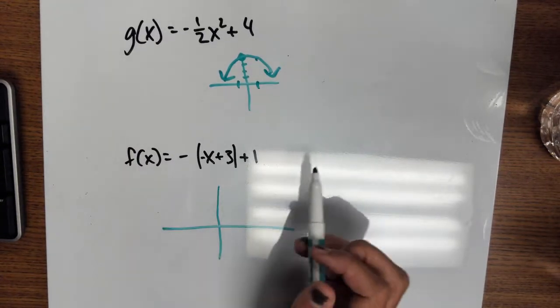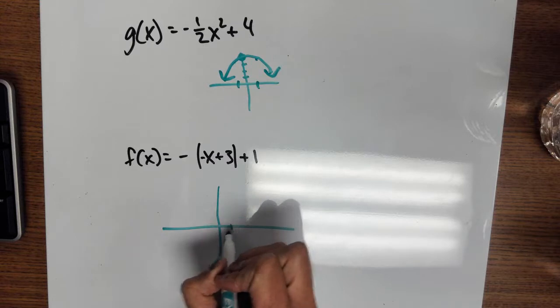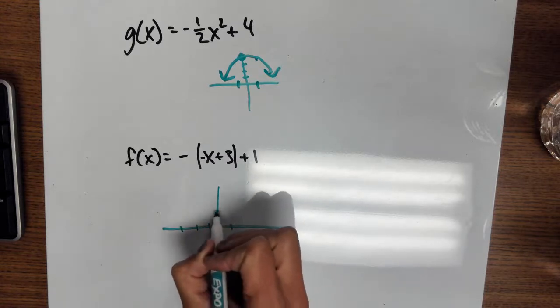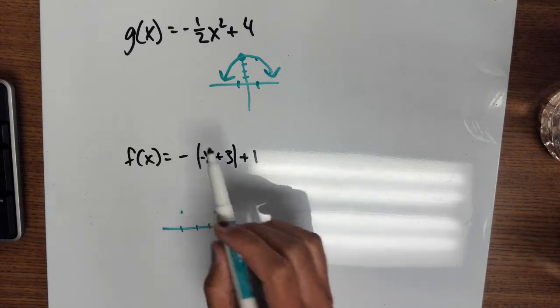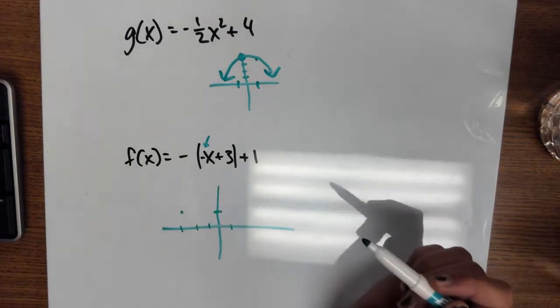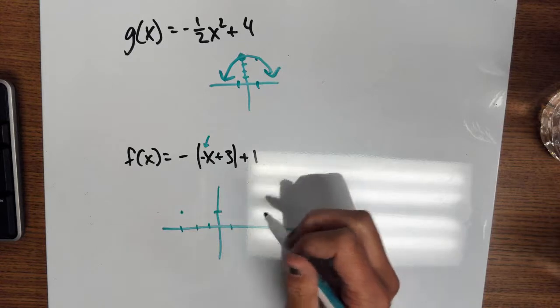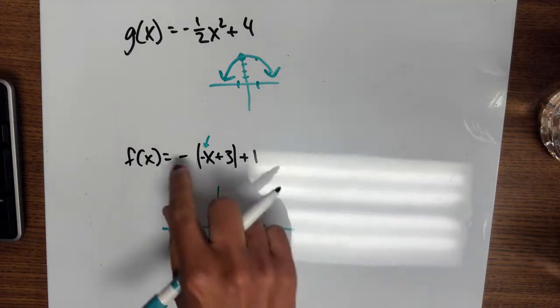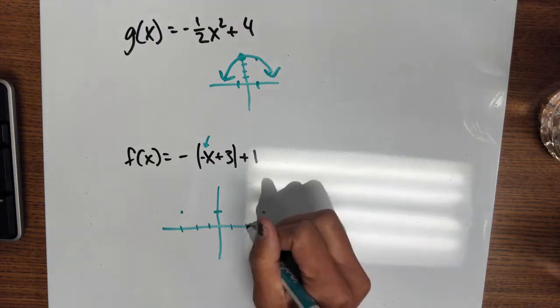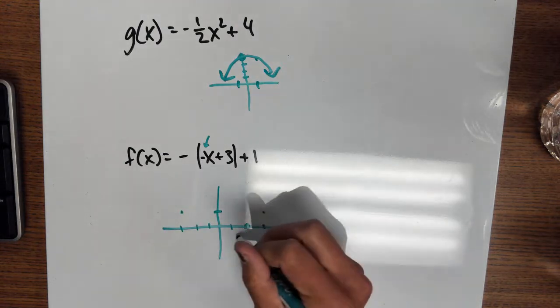So we're going to take care of our translations first. We're going to go over, back 3 because we flip our signs, up 1. That's my new vertex, think of it that way. Then I've got to be careful because I'm going to flip it over the y-axis. So we're going to go in this direction. And then I'm also going to flip it upside down. So then those would be my first 2 points.